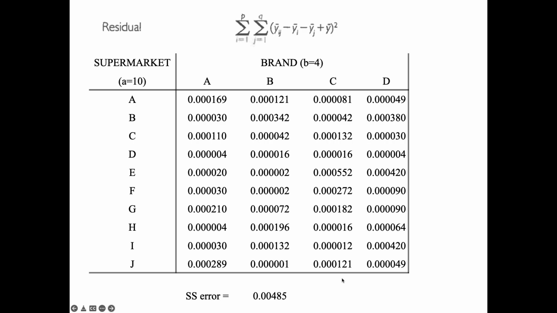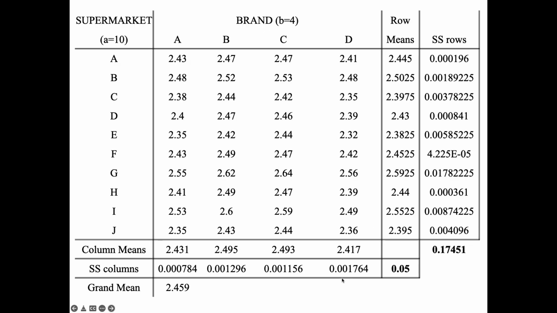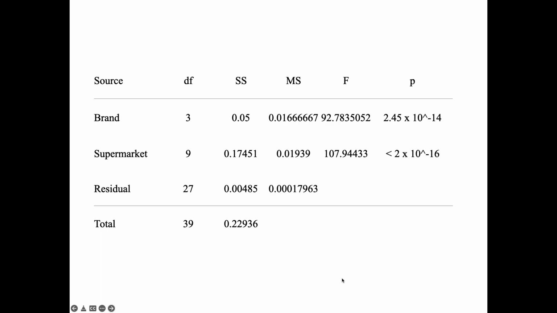So you can go through and do the equations yourself and check to make sure that you are doing this. Needless to say, once again, I did all of this in Excel because it just saves some time in terms of making the repetitive calculations. And so what you end up with is the sums of squares due to brand, sums of squares due to supermarket, the residual sums of squares, and the total sums of squares. These should all add up to that. Your degrees of freedom should all add up.